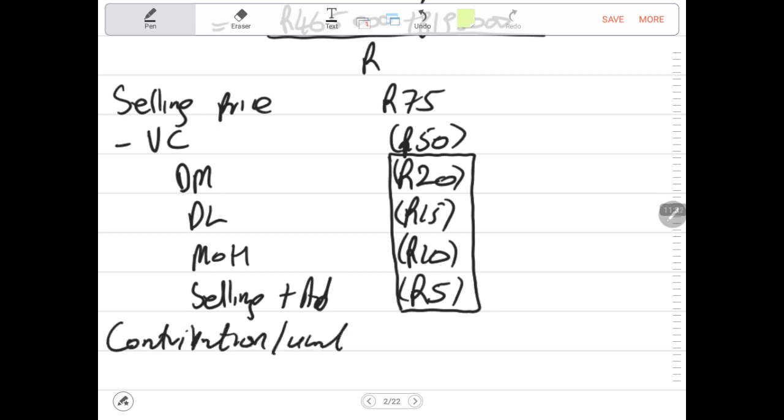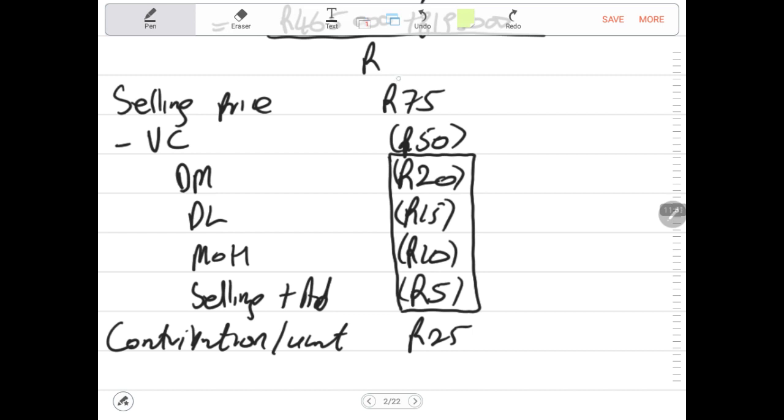Contribution per unit. Our contribution per unit will be 25 rand. Remember, contribution is the amount that is used to cover fixed cost. I want to repeat this one: it is the amount that we use to cover fixed cost.